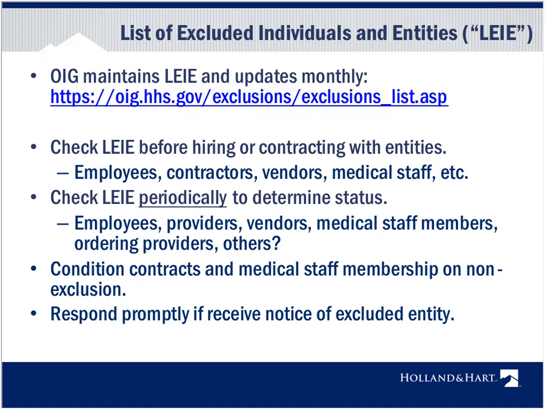If you do get notice that a person is excluded, you need to respond promptly to make sure that you're not submitting any claims. If you have submitted claims, you need to go back and determine, okay, how long have we known about this, or did we know about it? When should we have known about it? Because you may have a report and repayment obligation.